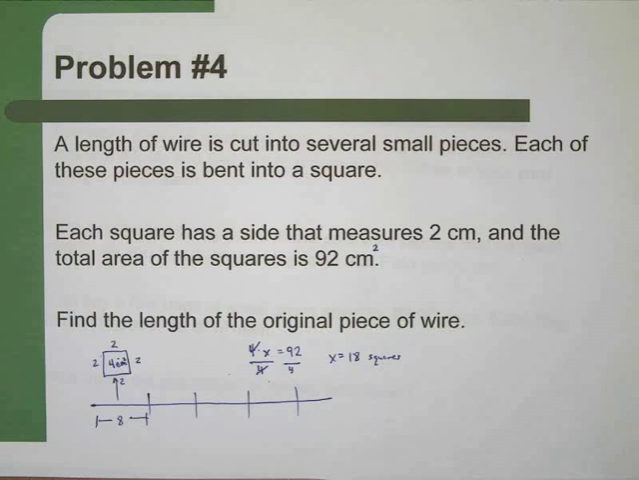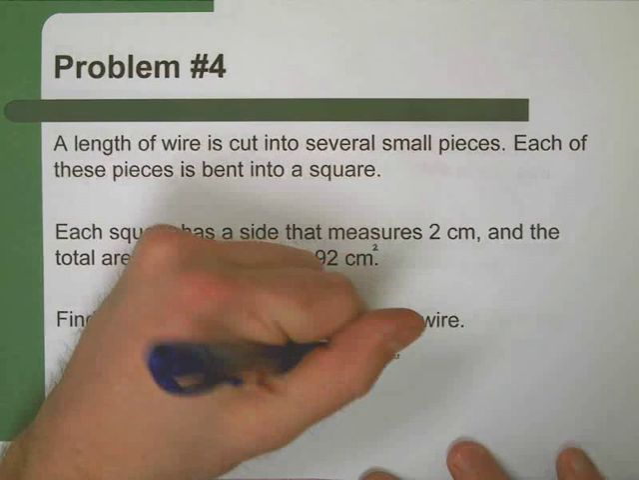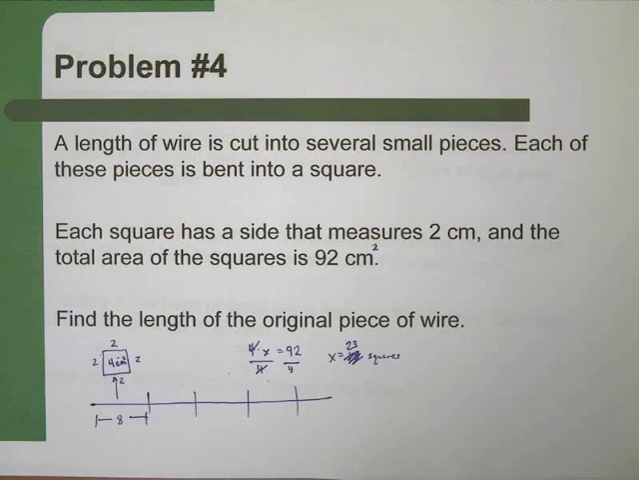That's a pretty good start to the problem. We're not quite done, because it asks us, what's the length of the original piece of wire? And so this is where, what am I doing? 18. Anybody confused by that one? 92 divided by 4 is 23. Sorry about that, guys. 23 squares.